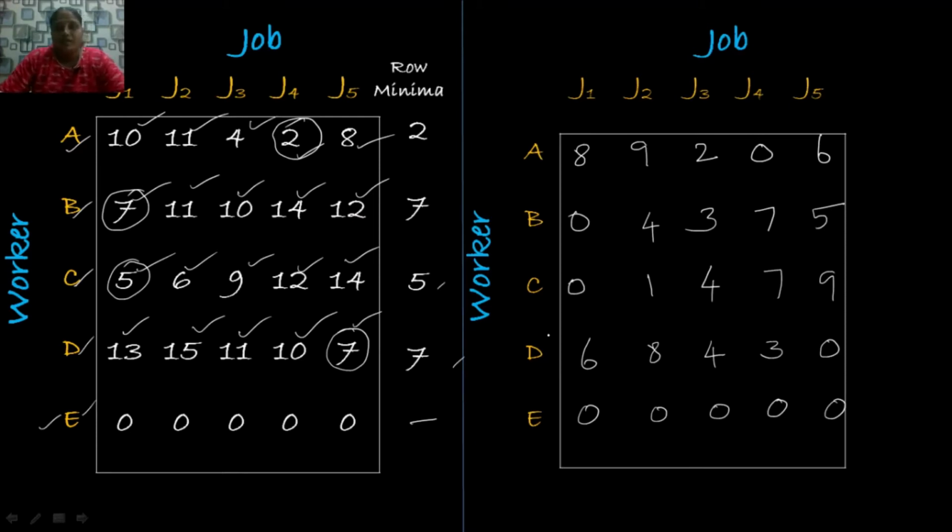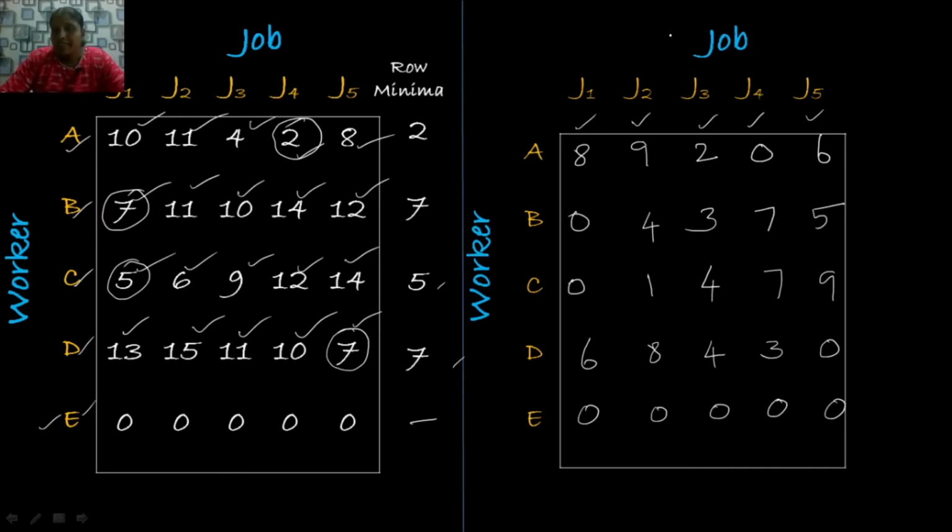Now, let me again check column wise too, whether each column has at least one 0 element or not. Look at the first column, it has a 0 element. So go to the next column. Second column also has a 0 element. Third, fourth and fifth column. So every column has at least one 0 element. So now the matrix is ready for making assignment, since each row and each column has at least one 0 element. So now we are going to make an assignment.